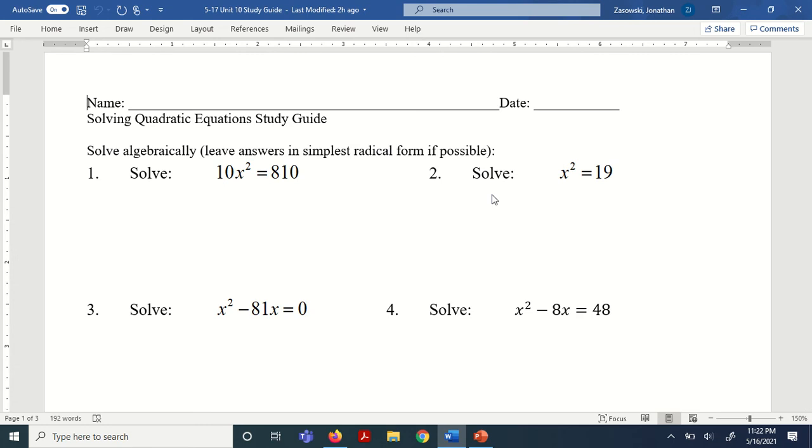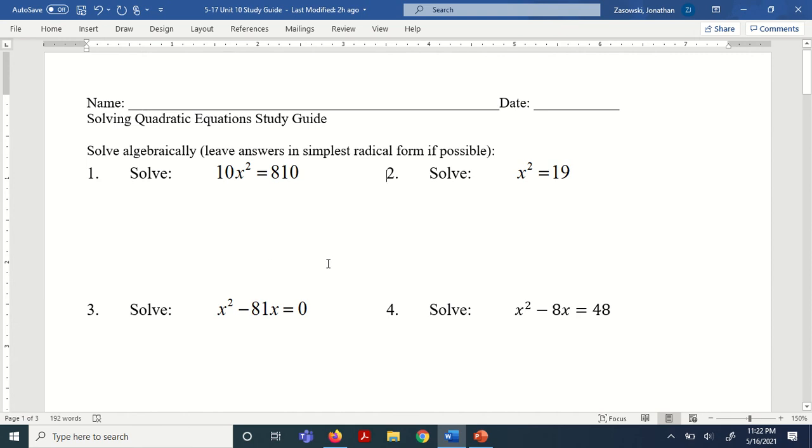All right, today we're taking a look at our study guide for Unit 10 here on solving quadratic equations. We're going to be having a quiz on Wednesday, okay, so we'll be doing some more review tomorrow. But I wanted to walk you through all the stuff we had talked about in terms of how to solve quadratic equations. So, first question, we're going to solve these algebraically.